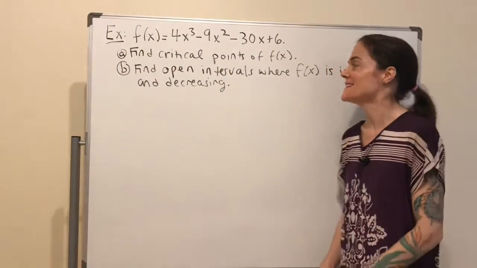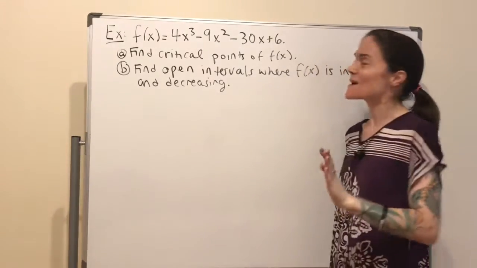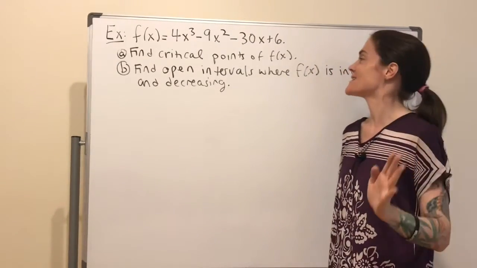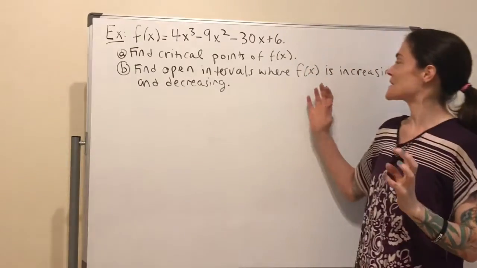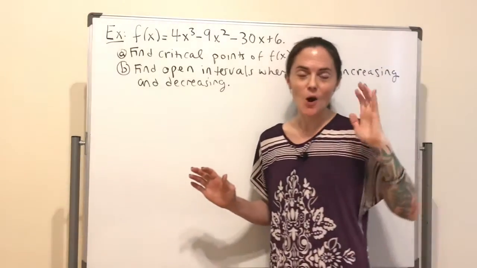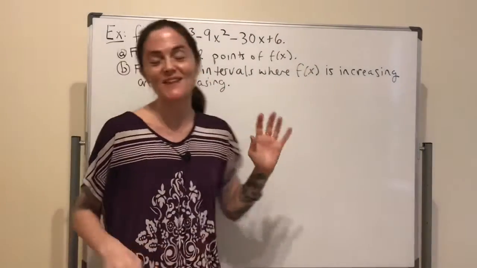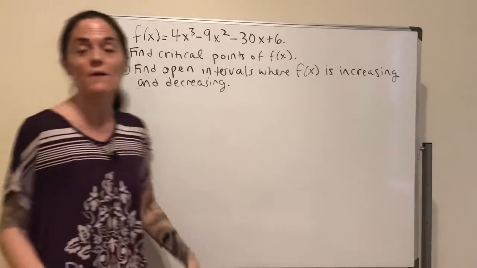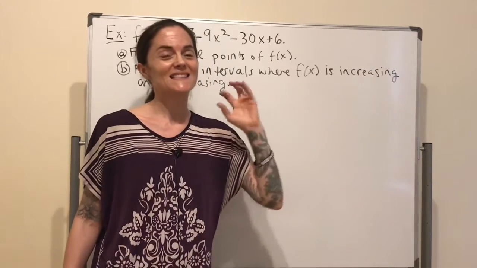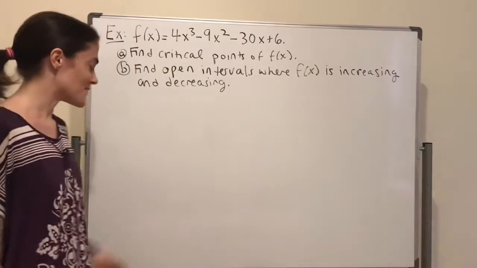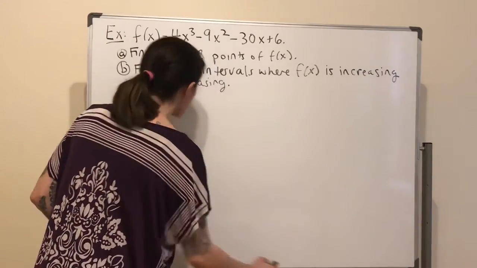Here's a function. F of x is 4x cubed minus 9x squared minus 30x plus 6. We will find critical points. We will find open intervals where the function is increasing, open intervals where the function is decreasing, and then I will also, even though I don't have it written, address the question of local max, local min, using this information. Well, let's get started here.